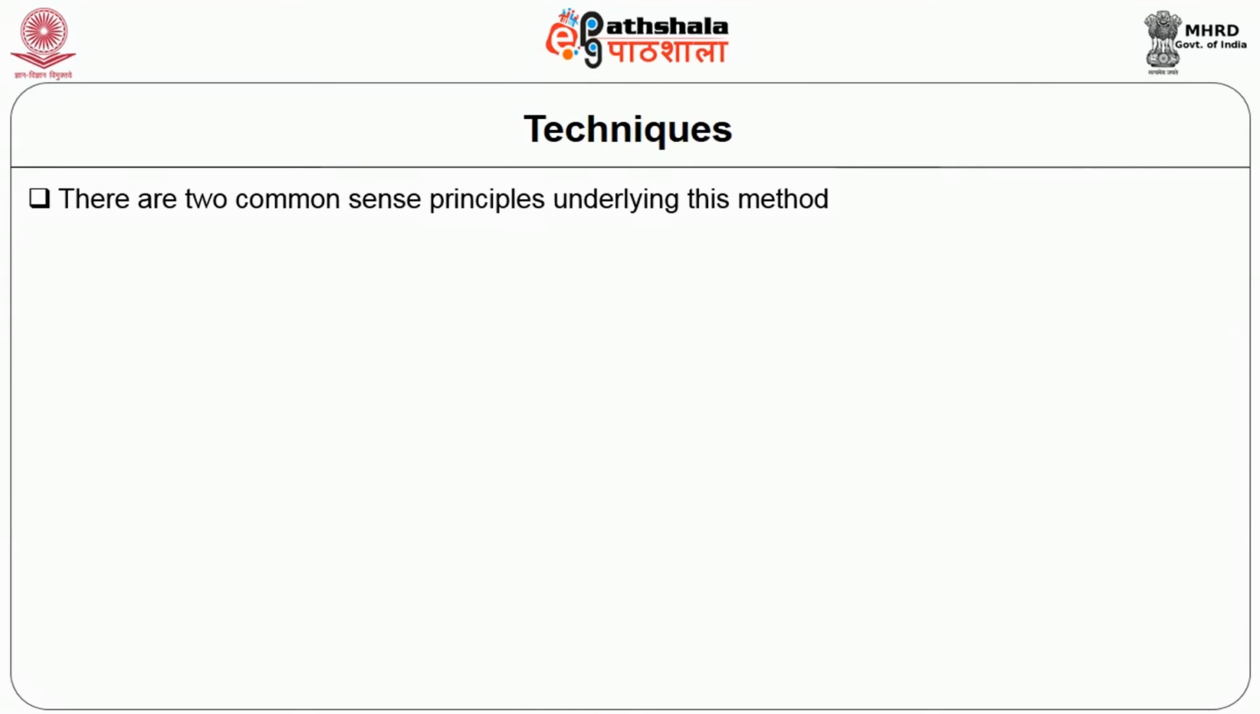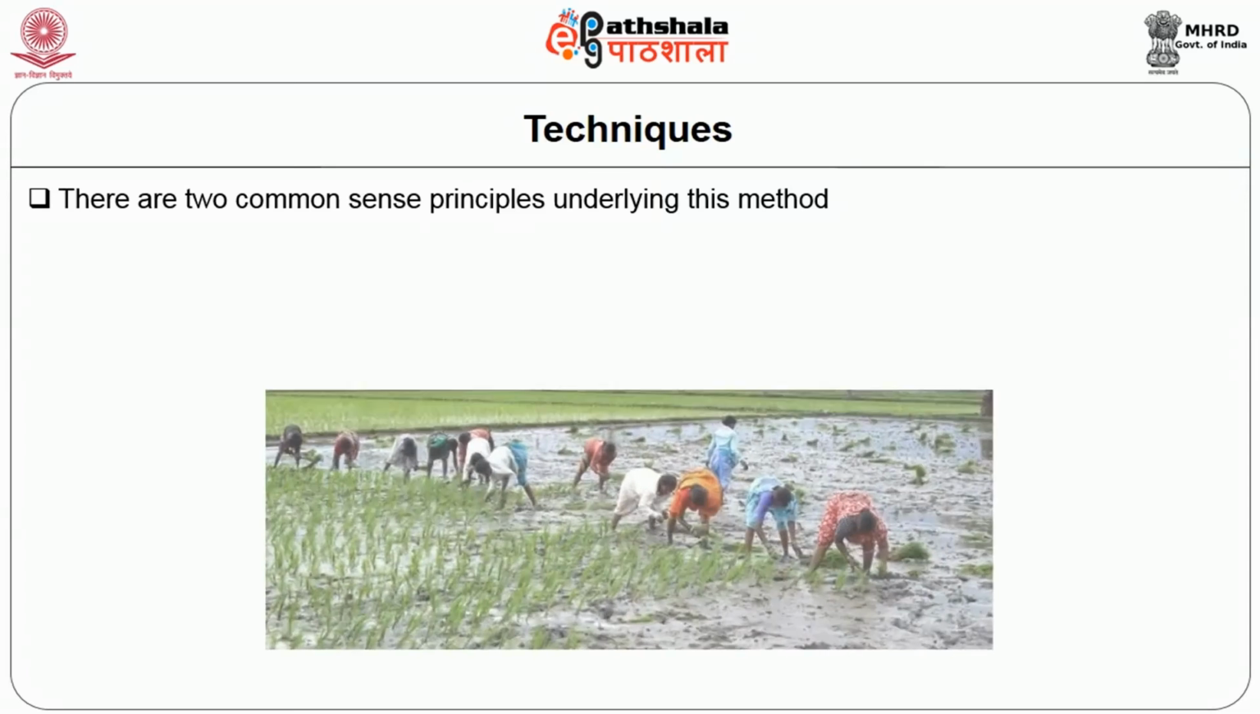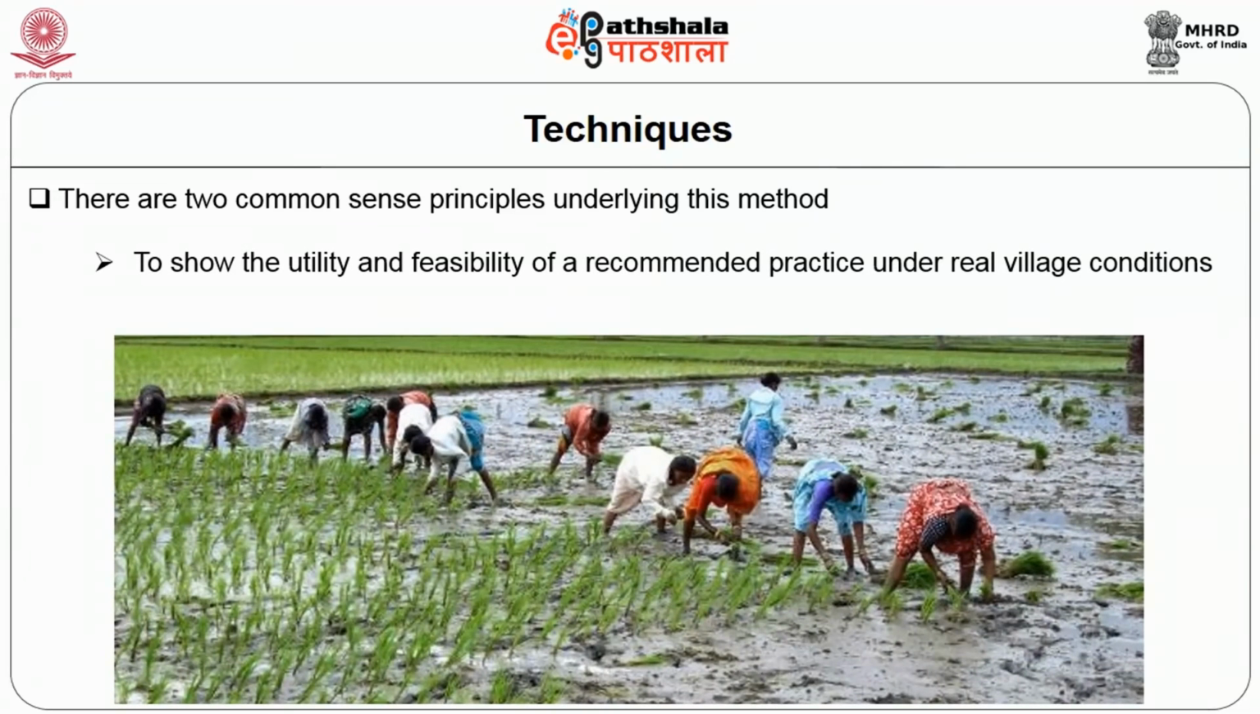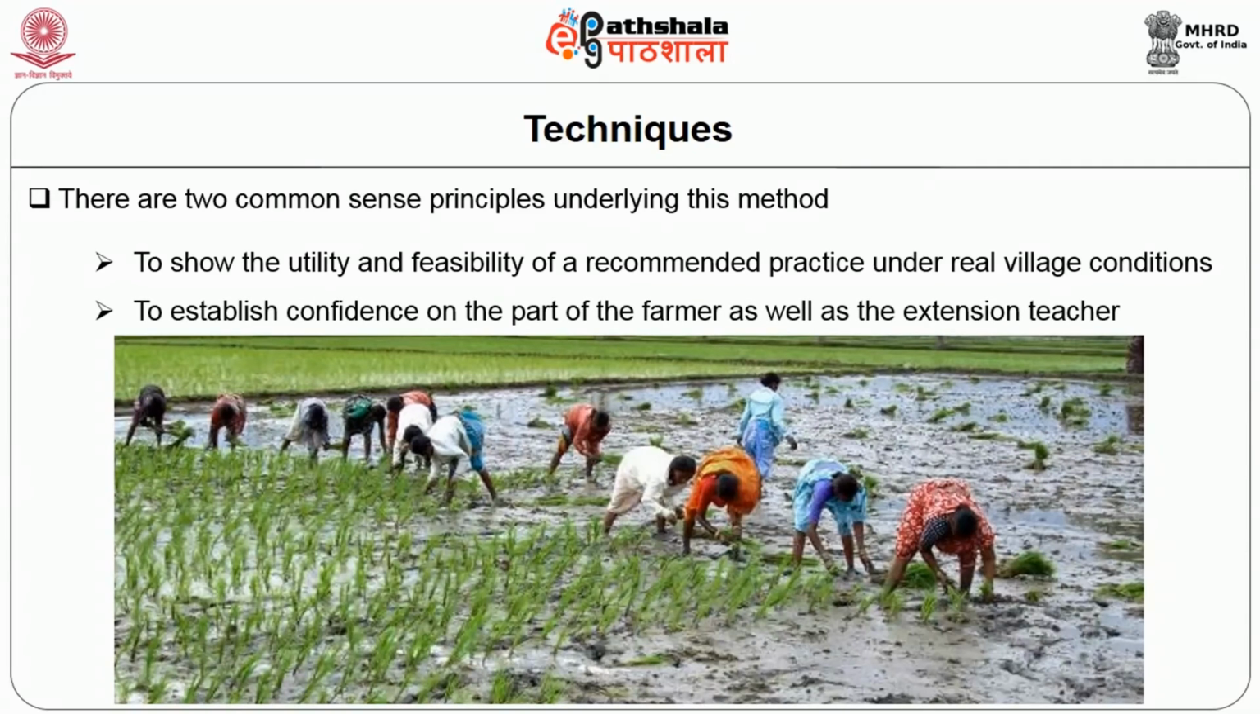One is, a farmer will believe what he does or sees himself. Two, under similar conditions, what is good for one person will be good for others also. Next, we will see the objectives or purpose of result demonstration. The main objective is to show the utility and feasibility of a recommended practice under real village conditions. Number 2, the second objective is to establish confidence on the part of the farmer as well as the extension teacher.